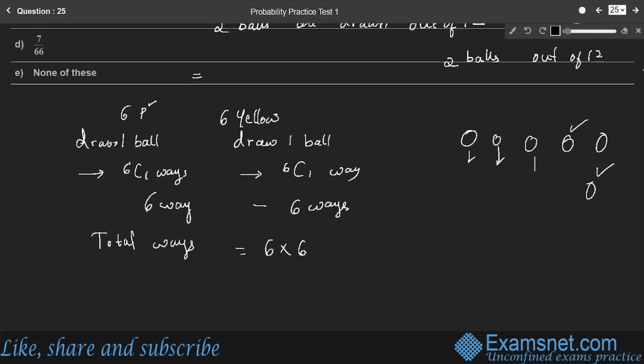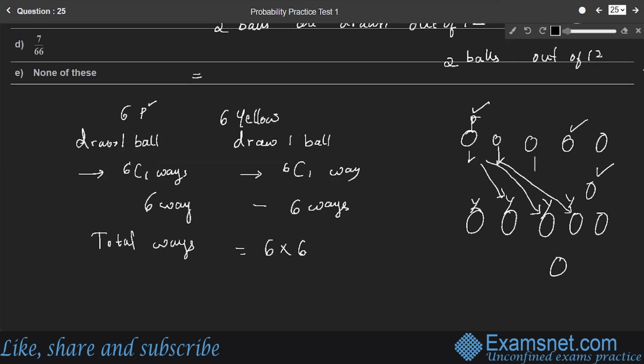Why is it 6 into 6? Just imagine you have drawn a pink ball. Along with that, you have to draw a yellow ball also, out of 6 yellow balls. Imagine you have drawn the first yellow ball. This is one way. With the same first pink ball, you draw the second yellow ball. This is another set. With the third yellow ball, it becomes the third set, with the fourth yellow ball, the fourth set. So there are 6 combinations with the first pink ball. Similarly, for the second pink ball also there are 6 combinations. 6 times 6 combinations means 6 into 6. So the total ways of drawing two balls with different color are 6 into 6, which is 36 ways.